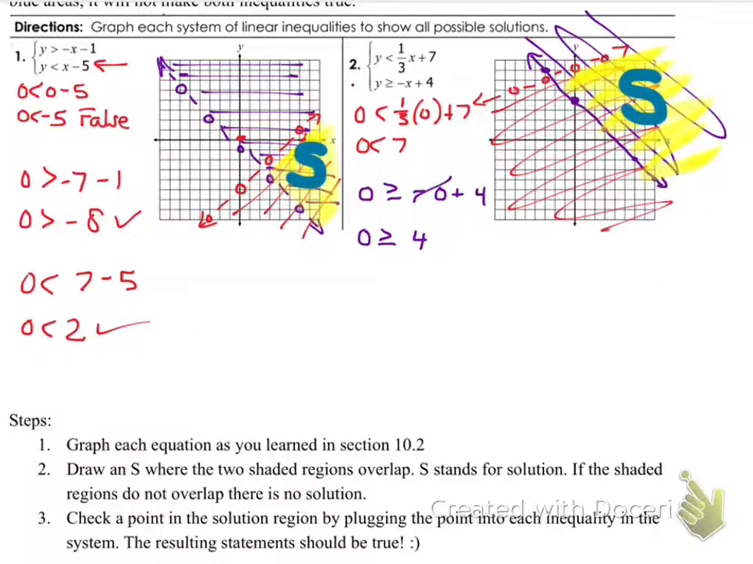Plug in a point. I'm going to do 3, 3 because I'm seeing that that point right here is going to be really easy to plug in with my 1/3. So, is 3 less than or equal to, or sorry, just less than.